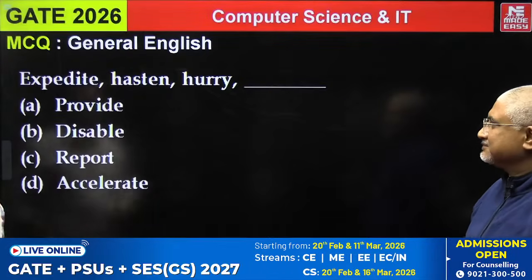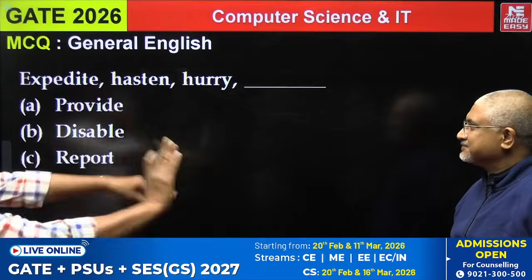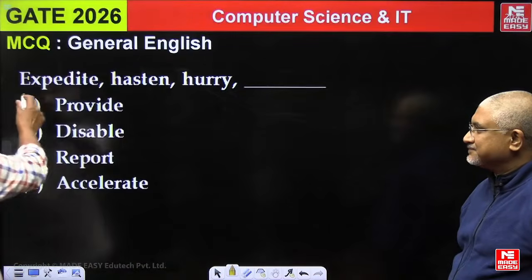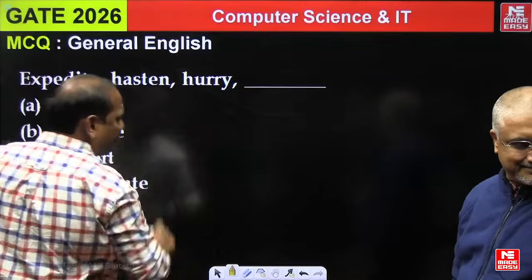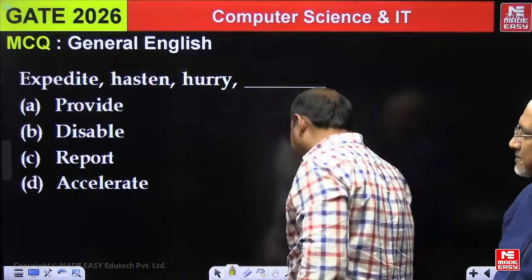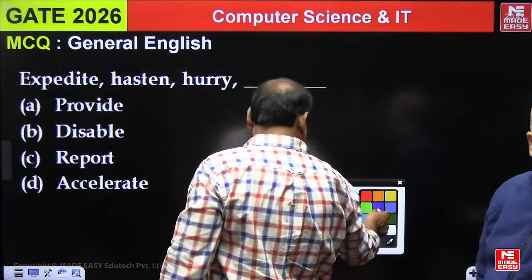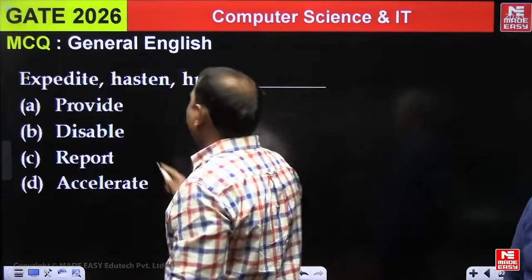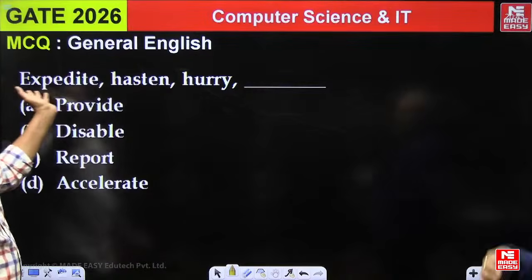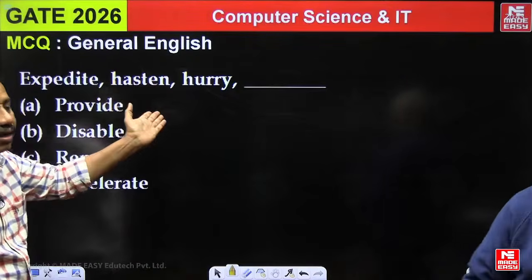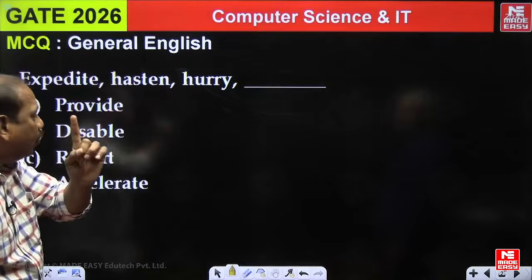Now look at this question. These 2 questions are based on an area called enology. If you look at the meanings of these words, there is something similar among all of them. All of them have some similar sense. Expedite, hasten, hurry: this is decreasing order of intensity, and all of them have only one sense.